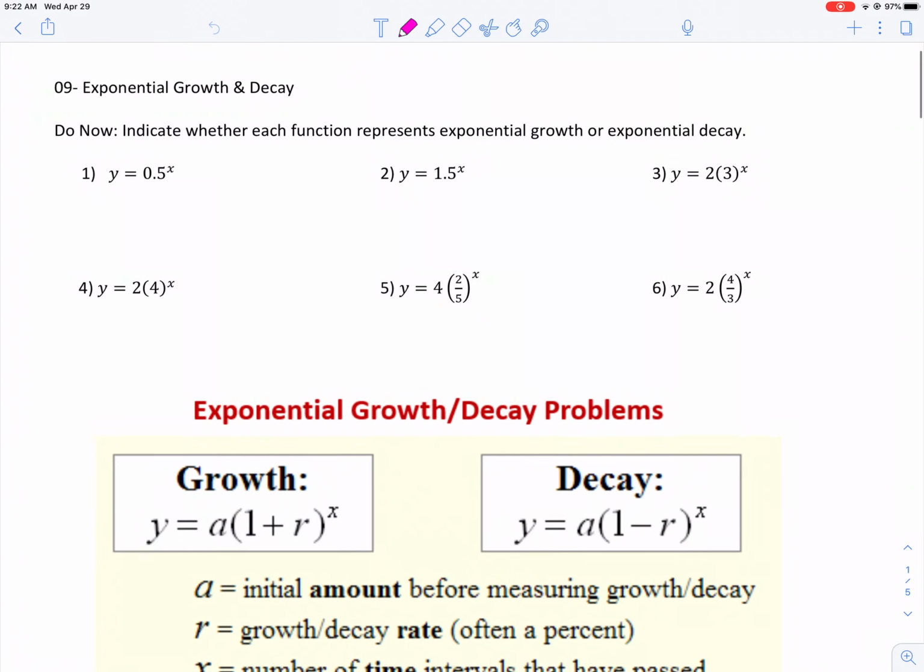Good morning, everybody. We are going to continue with exponentials and we're going to talk about something so important today. It's called growth and decay, okay? And as similar as growth and decay are, they're also very different.